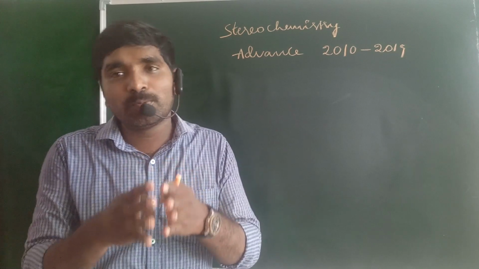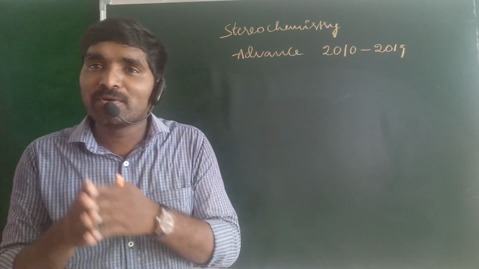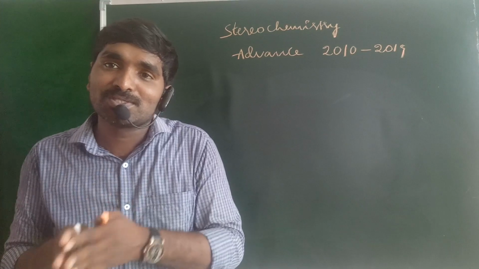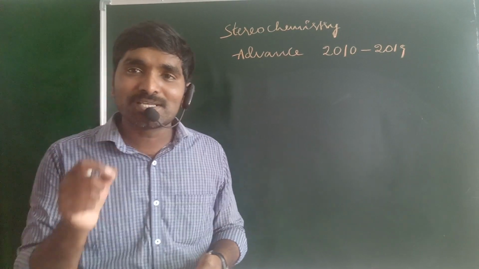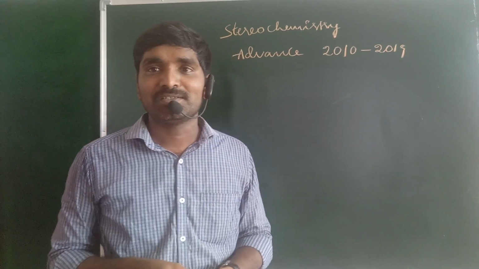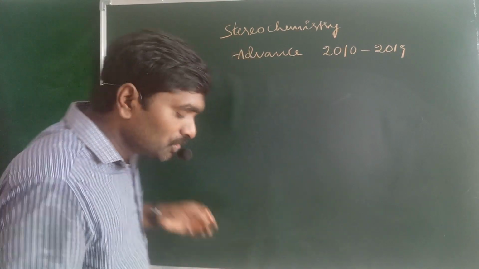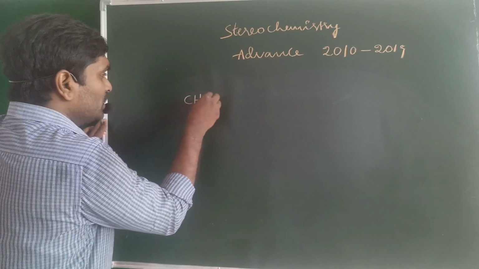How can you convert the Newman projection into the Sawhorse? How can you convert the Fischer into the Sawhorse, Sawhorse into the Fischer, Newman into the Fischer? Those kinds of conversions are very important. Okay guys, so let's see with examples.